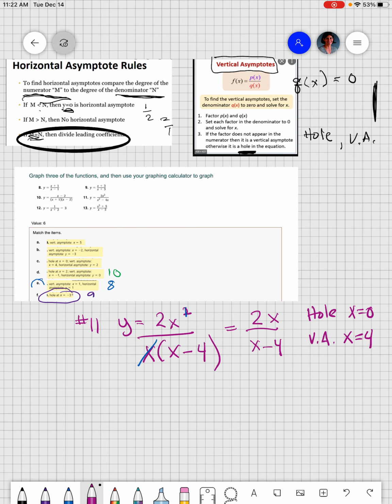And now the degree in my numerator is 1. The degree in my denominator, right, is 1. So 1 and 1, the leading coefficients, that's this case again. The leading coefficients, which is 2 over 1, so just 2. Horizontal asymptote is y equals 2. So let's check. We have a hole at 0, a vertical asymptote at 4, and so C is 11.